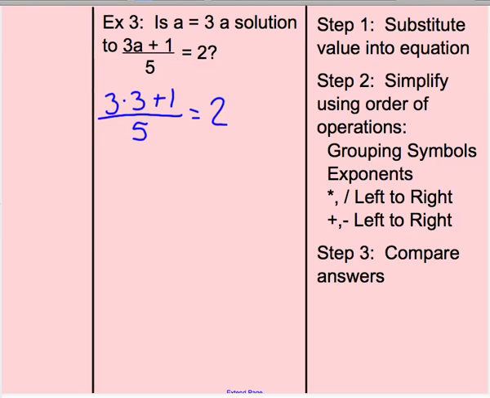Simplify using order of operations. Step 1 is grouping symbols. One of the grouping symbols is a fraction bar. So the last piece that I will evaluate on the left-hand side is the fraction bar or the division. So I'm going to look at the numerator and simplify it, and the denominator is already simplified. So in the numerator, I have multiplication and addition, and I will multiply first.